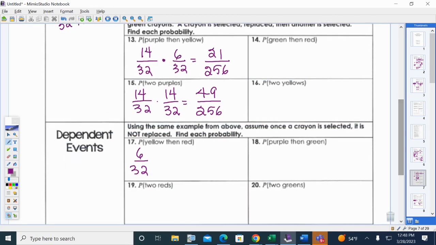So we're going to assume I selected a yellow crayon. For the red, there were 8 red crayons. So I'm going to multiply this by 8 over. Now there are only 31 crayons in the bag. And put that in your calculator, multiply your fractions, and you get 3 out of 62.